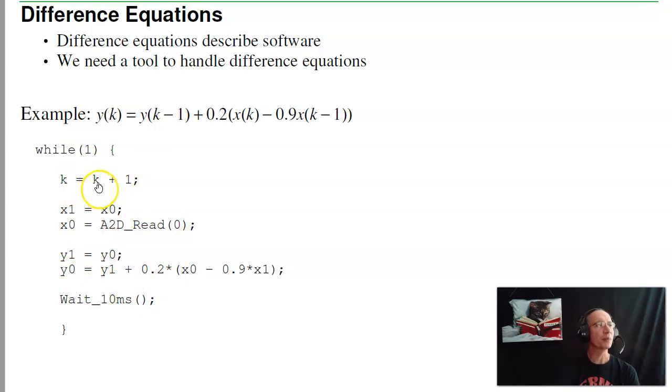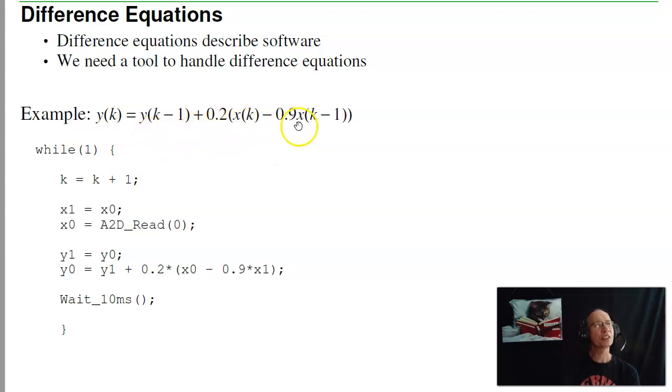That's time. Iteration number 1, 2, 3, 4. Each loop, I'll read the analog input and remember its previous value. I'll calculate the current output and remember the previous output. And the way I calculate the current output is the previous output plus 0.2 times the current input minus 0.9 times the input one sample ago. That's the difference equation. This is how you implement this code. That's really how most controllers are implemented in software.